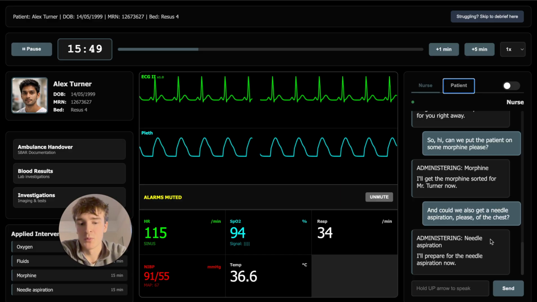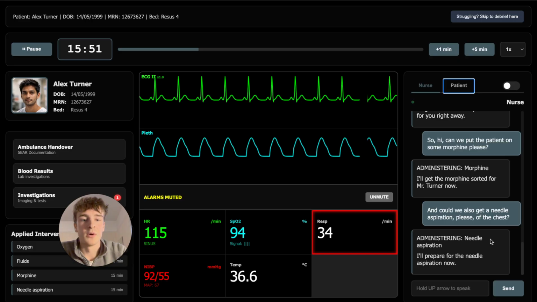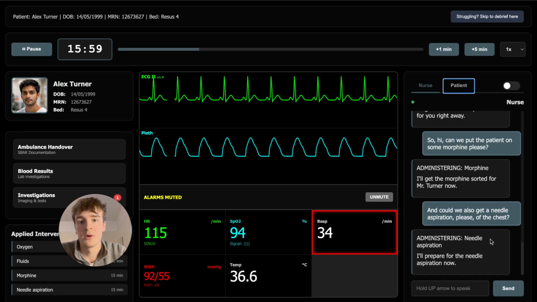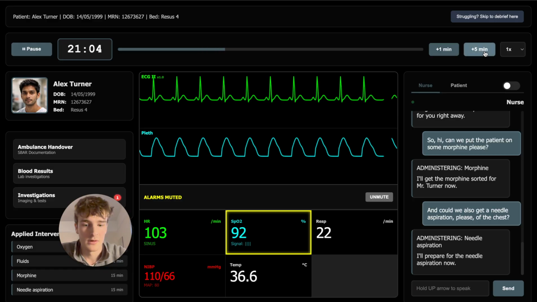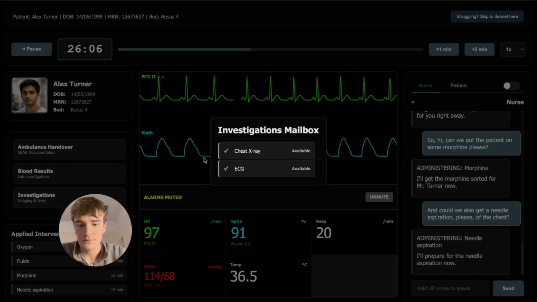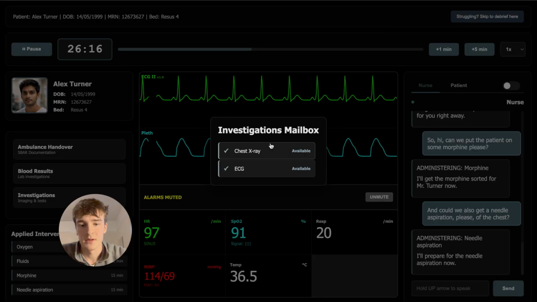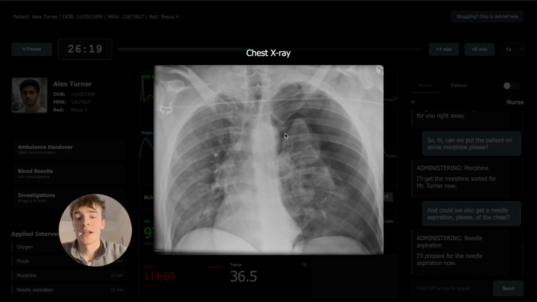Right, we've done a needle aspiration, which should stabilise the patient a bit. Now, a definitive treatment here would be a chest drain. However, I'm going to skip ahead to show the pain relief effects, and show you the chest X-ray. You can look at an ECG. This ECG is completely normal. If we had cardiac presentations, we could use this. Now, the chest X-ray. This is quite a clear pneumothorax. You can see the collapsed lung there.